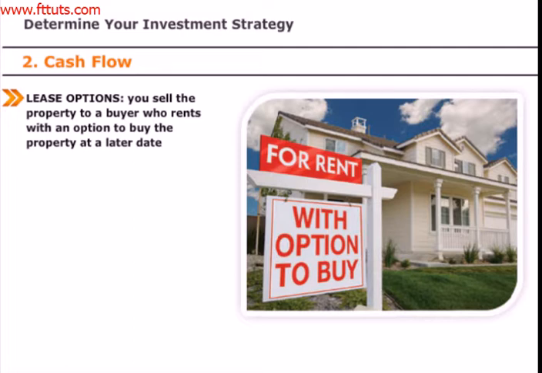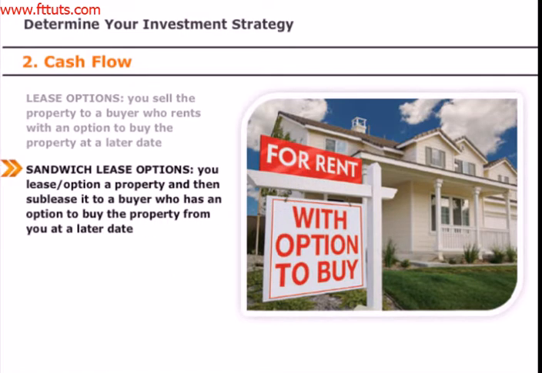You let the tenant fix up the property while you collect monthly payments until they exercise their option. With sandwich lease options, you find and sign a lease option contract for a property. Then you sign a lease option contract with a third party who rents the property with the option to buy from you at a later date. Again, you let this renter fix up the property while you collect monthly payments until they exercise their option.